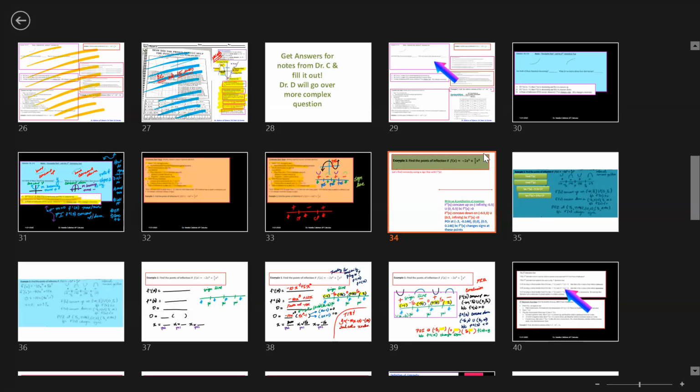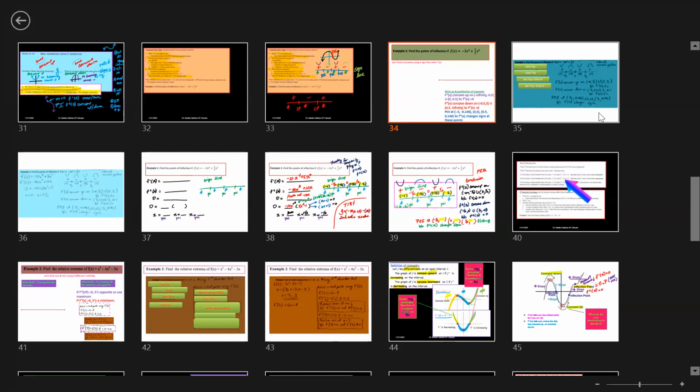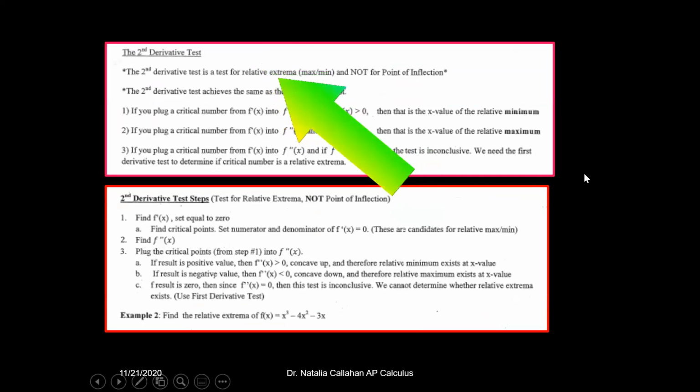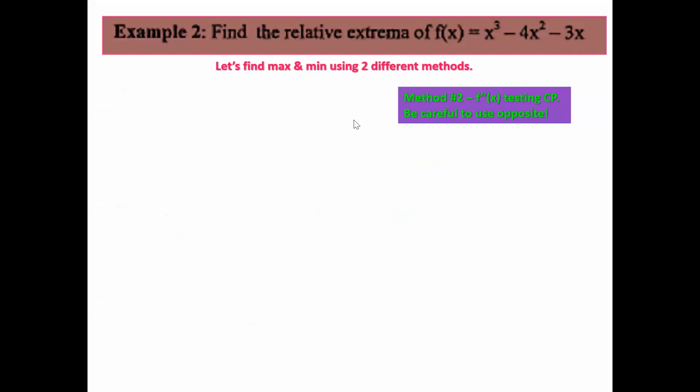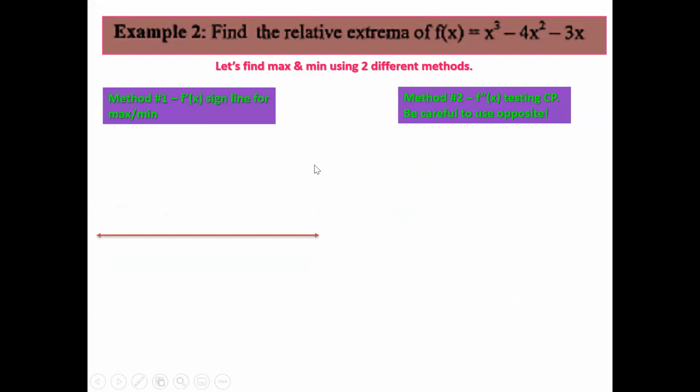All right, let's go ahead and take a look at the second question. Before we do that, make sure you guys read the second derivative test in addition to the second derivative test steps. Okay, so let's go ahead and take a look at the second derivative test.